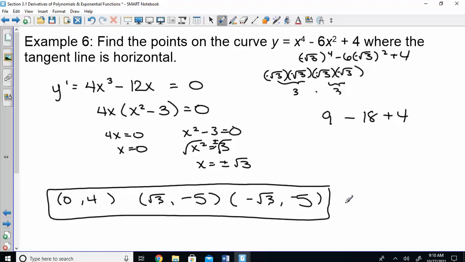So I might ask you to find when a tangent line is horizontal. So you have to do your derivative, set it equal to 0. And if I ask for the actual points on the graph, then you have to plug your x's back into the original. Let's look at the next example.